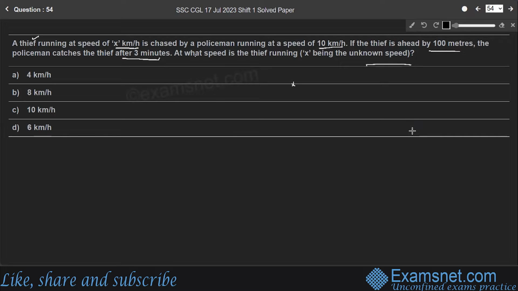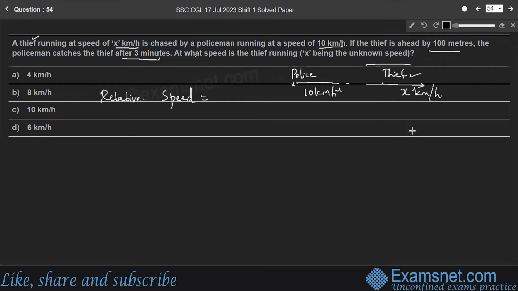Here students, thief and policeman both are moving in the same direction, right? So here is policeman and thief, moving in the same direction with two different speeds. If two bodies are moving in the same direction with two different speeds, we use the term relative speed. Relative speed is nothing but the difference in their speeds. Here policeman is running with the speed of 10 km per hour, and thief is running with the speed of X km per hour. Here we need to find the unknown speed, which is X.